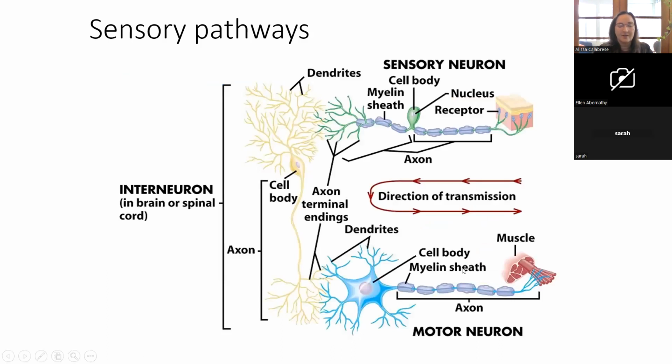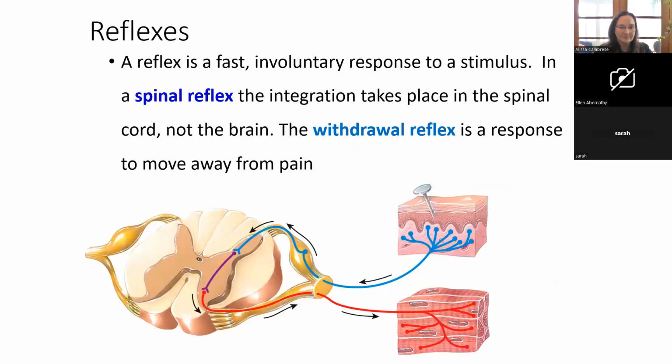Okay. And all of these neurons are going to follow the same pathways. So we've got sensory information that's going across afferent pathways to the spinal cord and then eventually up to the brain. The neurons that are within the brain and spinal cord are your interneurons. They're going to process that information and then send out a motor response.